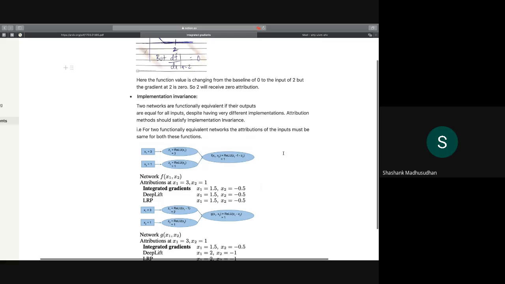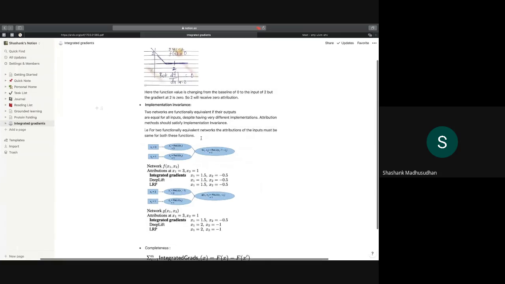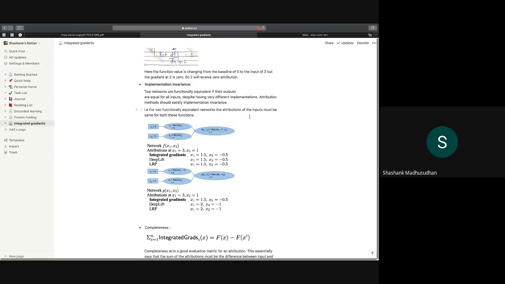The second one is implementation invariance. Because neural networks are so big and have multiple degrees of freedom, it's very likely that two very different implementations give the same output for equal inputs. If this is the case, then it makes sense that whatever attribution method you're using should give the same attribution in both cases.